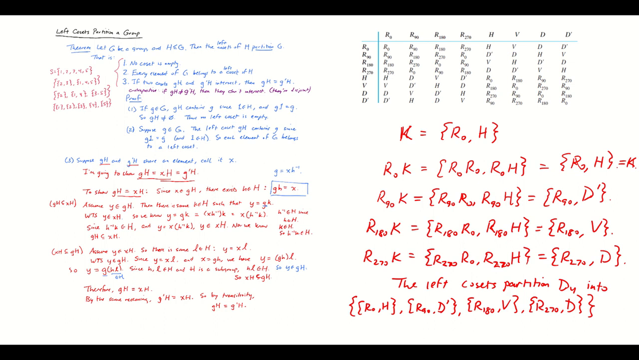I could have also done like H times K, or V times K, or D prime times K, but I would have gotten one of these 4 cosets. And by the way, the partitioning is entirely dependent on which subgroup we choose. If we had chosen a different subgroup like R0, R180, or R0V, we would have gotten a totally different partition here, different subsets. So anyway, that's an example that illustrates how the left cosets partition a group.